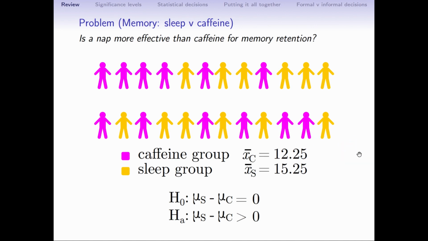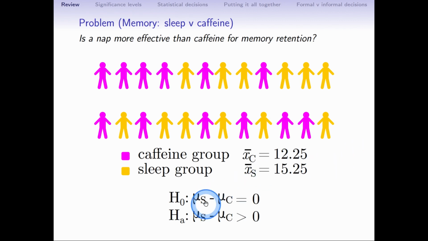Now during a break, one of the groups takes a nap for an hour and a half, and the other group is kept awake and then given a caffeine pill an hour prior to testing. The response variable of interest is the number of words participants are able to recall following the break.